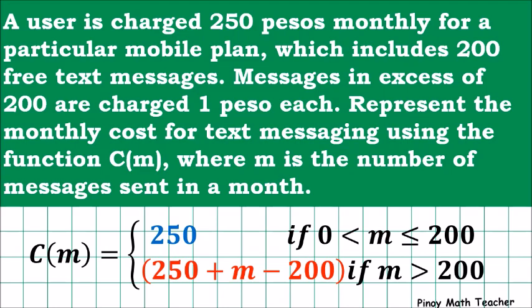Pangalawang situation naman natin, so 250 plus M minus 200 if or kung M is greater than 200. So, ang formulang gagamitin natin ay ito kung humigit sa 200 ang value ng M. Halimbawa, 201 ang text messages na na-send mo. So, ito yung gagamitin mo. Try natin. 250 plus 201 minus 200, that is equal to 251 pesos. So, yun ang babayaran mo sa loob ng isang buwan.